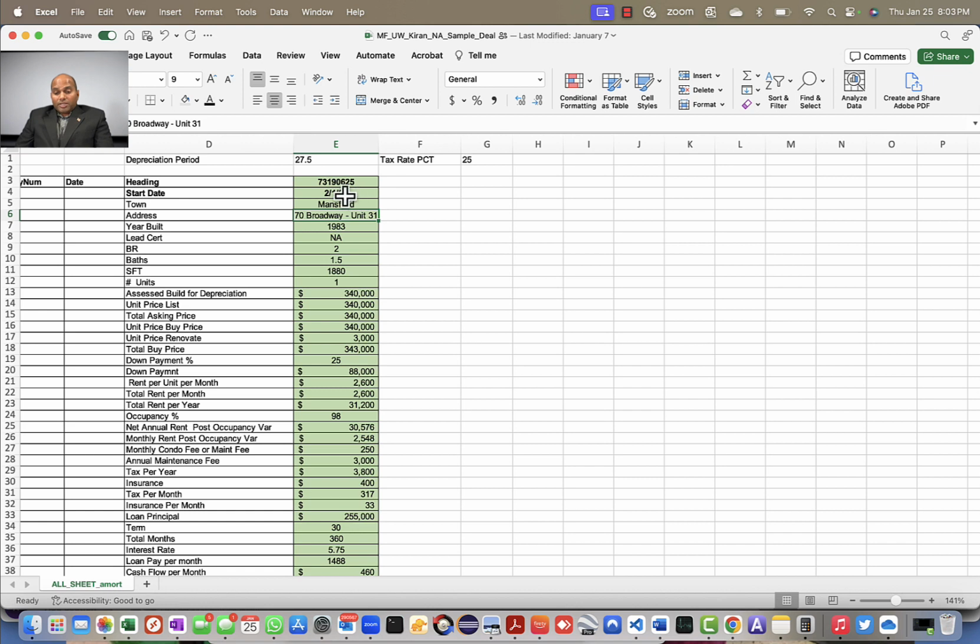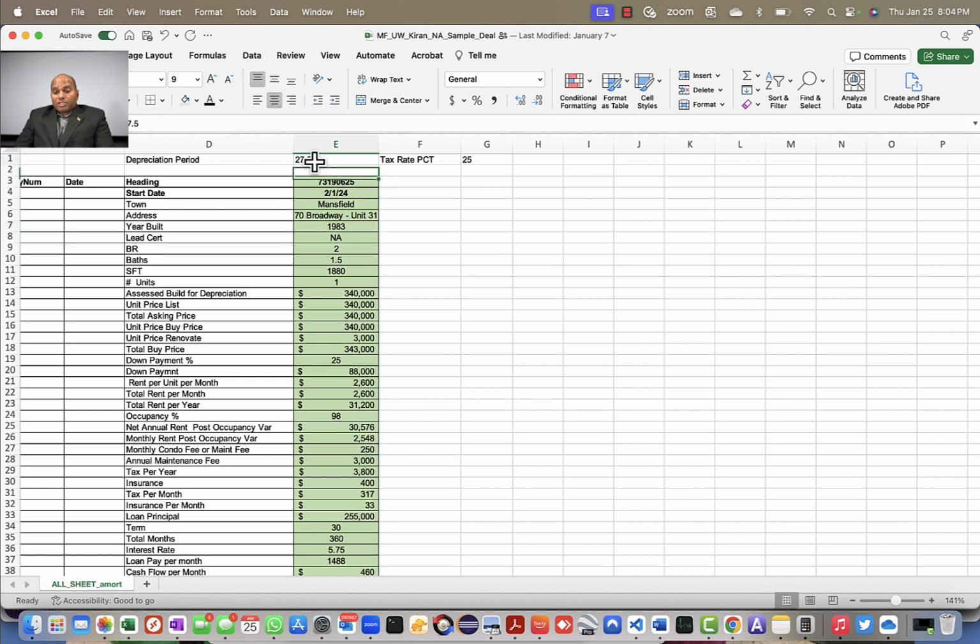Okay, so this is a simple deal, say, I don't know, just 70 Broadway, unit 31, let's say that. And then let's say the acquisition of the property is as of closing. So say February 1st, it will be closing. It's built 1983. There are some of the characteristics. This is used to find out the comparable prices and rents.